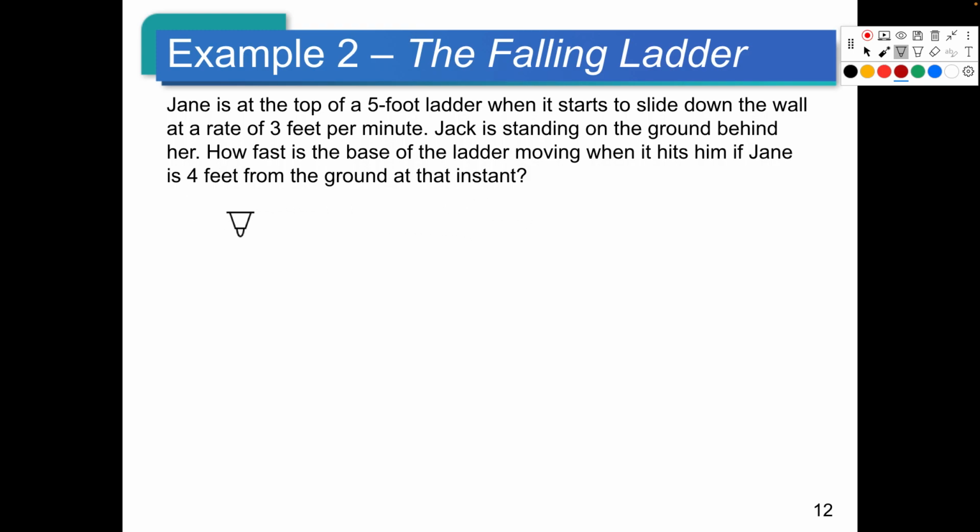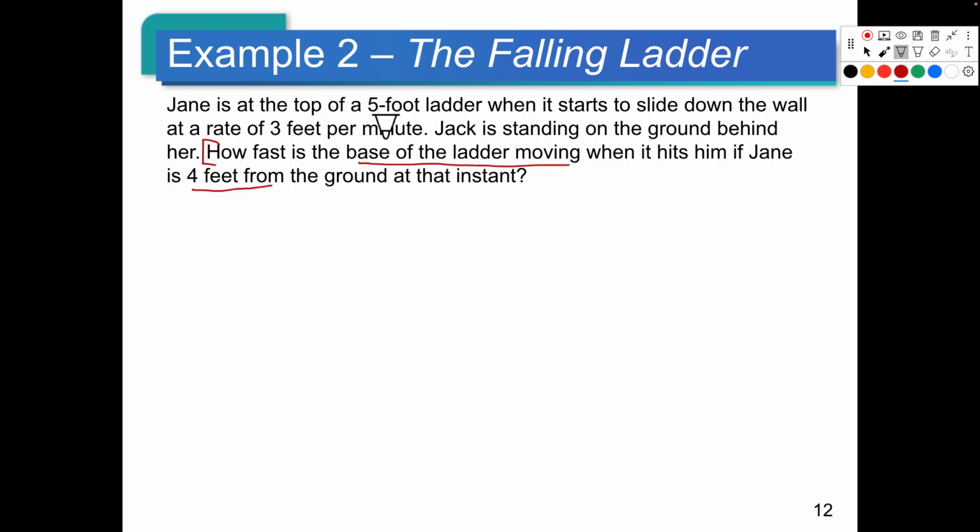Actually, sometimes I like to go from the back because if we read the last part first, we know what we're talking about. So here's the question: how fast is the base of the ladder moving? So that's a rate, right? Something that's moving is a rate. When it hits him, if Jane is 4 feet from the ground, so there's another number. Okay, so now we need to back up.